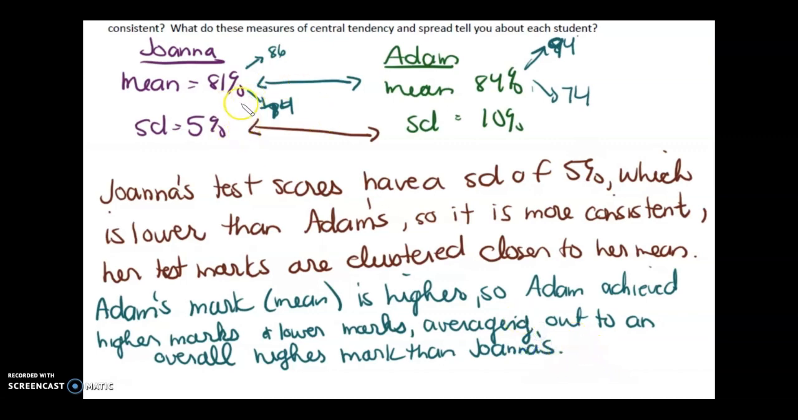So Joanna may have been consistently getting like 74, 78, 80, 80, 82, 82, 85. She's consistently getting these marks clustered around the mean. Adam's marks are just more spread out. His average being 84, he could be getting a 74, 94, 92, 78. They're just way more spread out. Okay, and that's the interpretation.